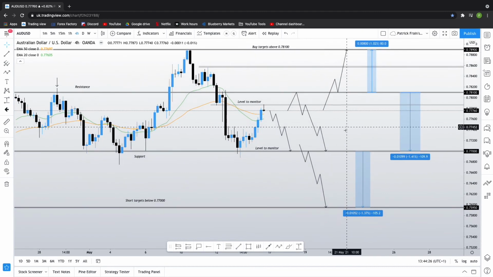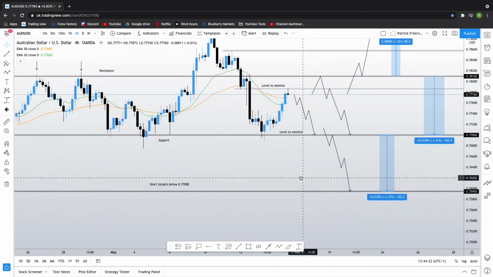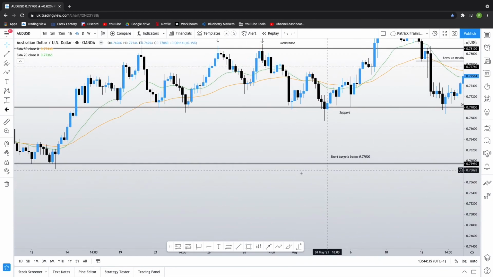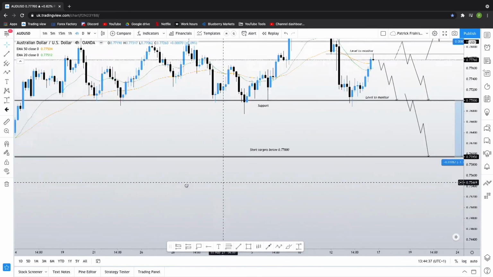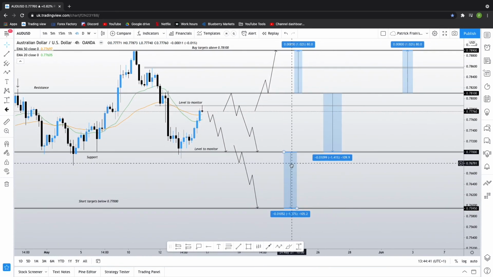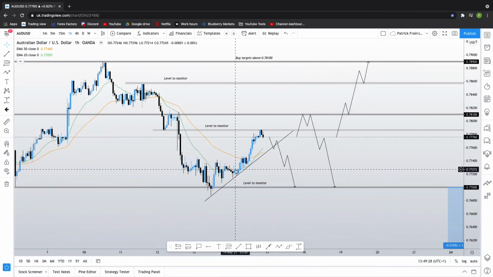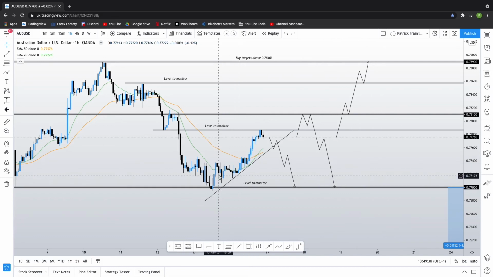And moving back down, if we do break below this level of support of 0.7700, we do have the potential to move back down to 0.75950, which is this level here, which is around 105 pips below 0.7700.